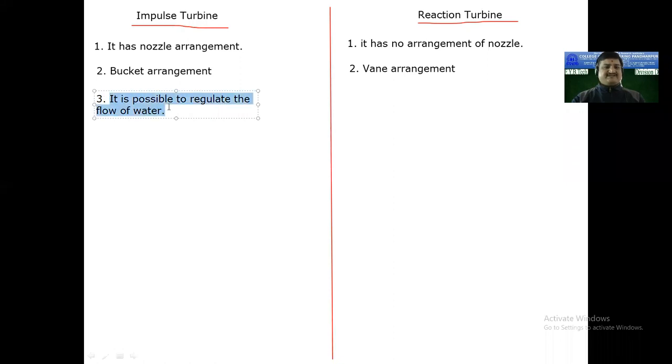Because you know that at the nozzle there is a spear arrangement.